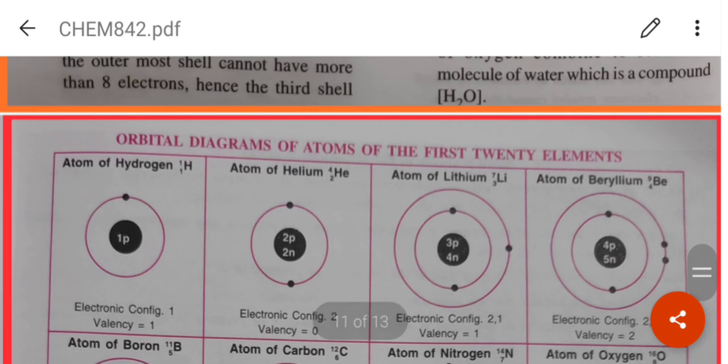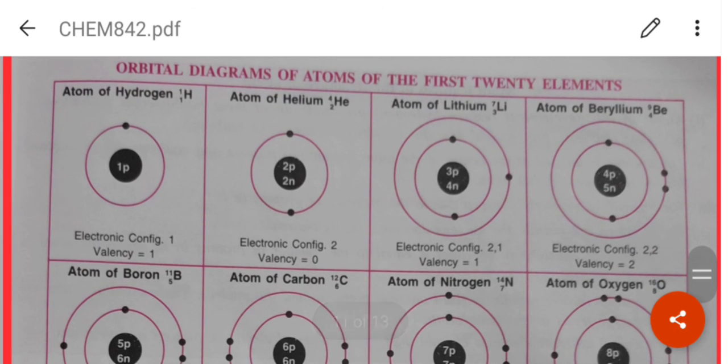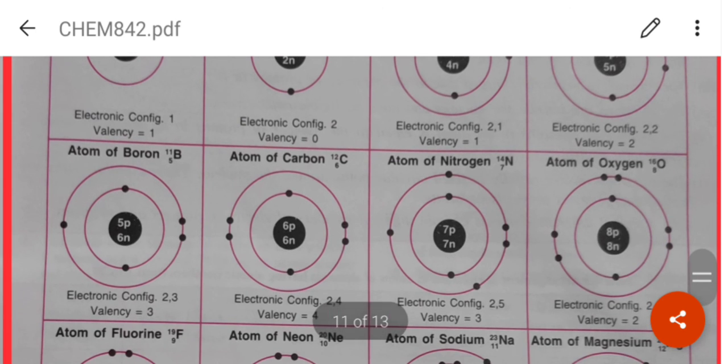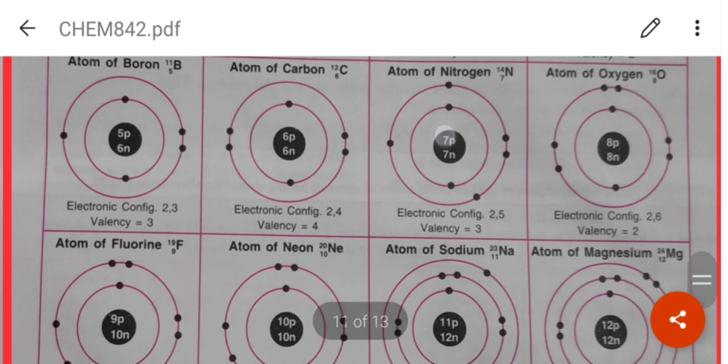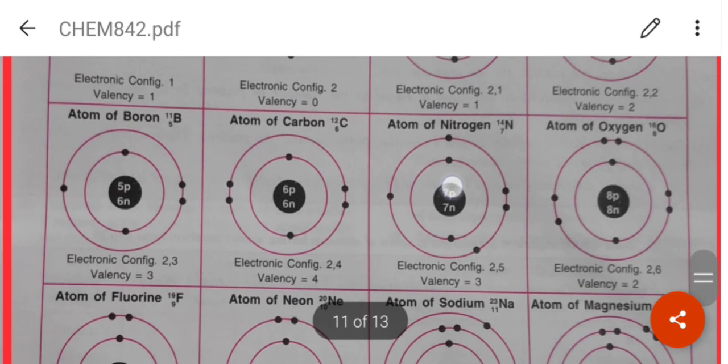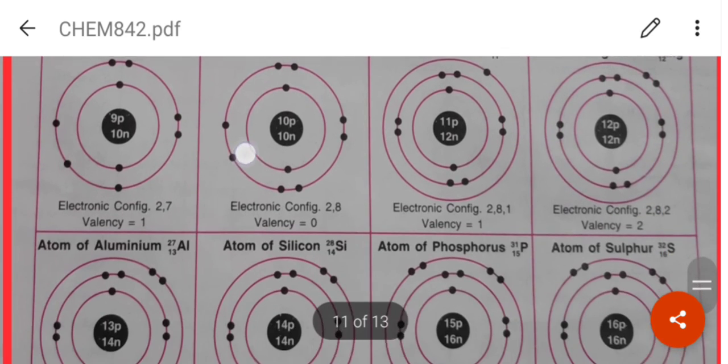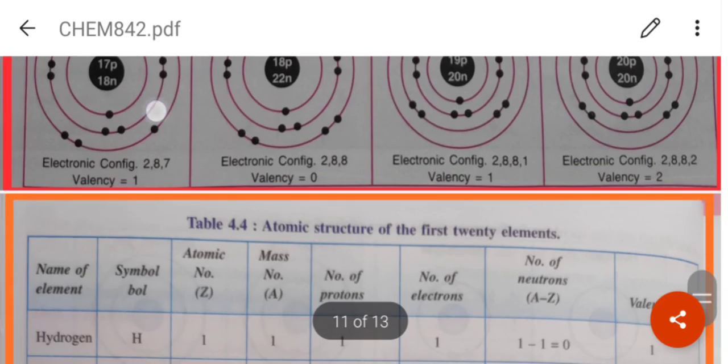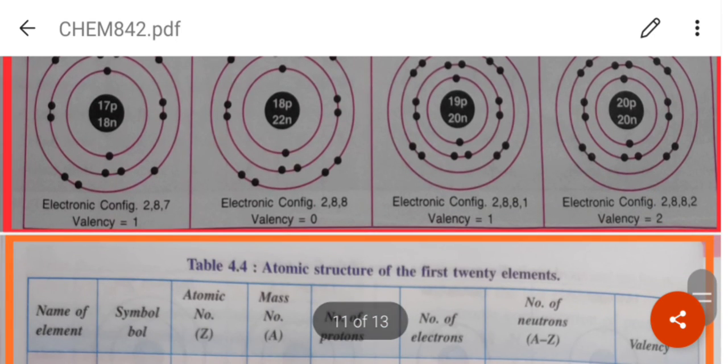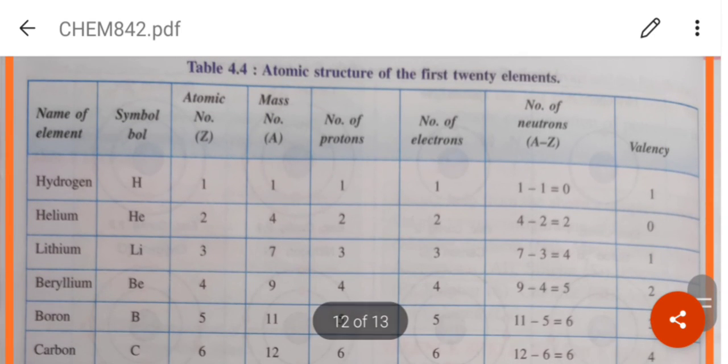Now these are the orbital diagrams of atoms of the first 20 elements. So you are going to go through it. For example, let's take an atom of nitrogen. Its mass number is 14 and its atomic number is 7. So it has 7 protons, 7 electrons, and the number of neutrons will be 14 minus 7, that is 7. In this way you can draw the orbital structure of the first 20 elements, which is in your syllabus.